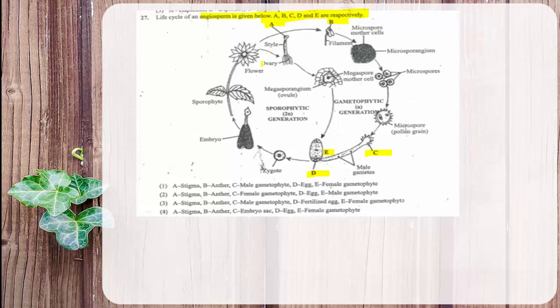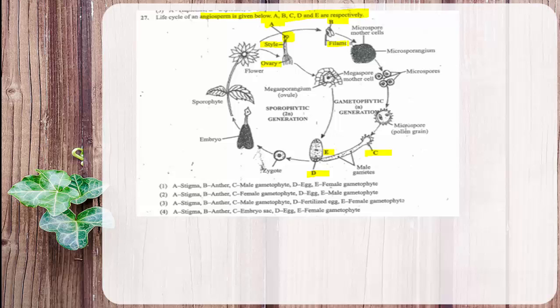Here for A, ovary and style are mentioned. So ovary and style are already given. Therefore A becomes stigma, because stigma is connected to style and style is attached to bulged portion called ovary. Stigma, style and ovary are the parts of pistil or carpel.